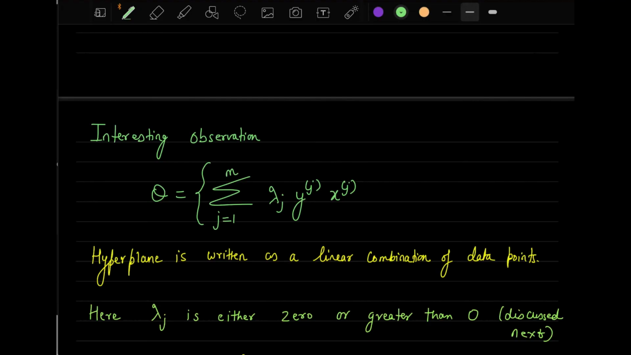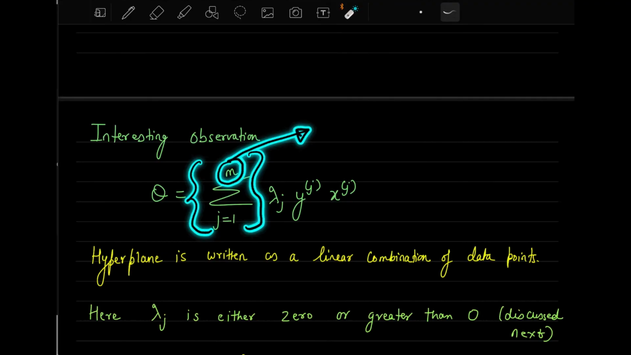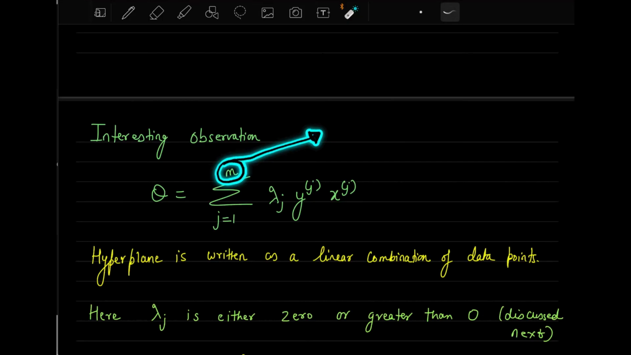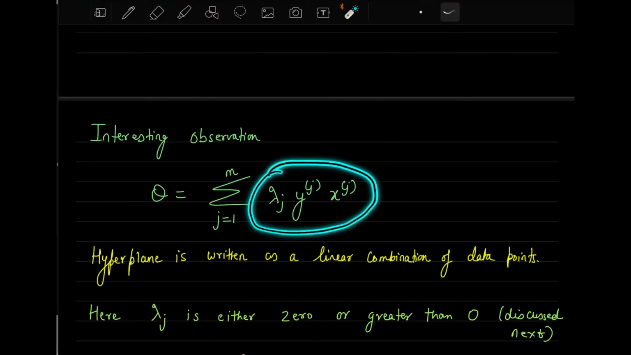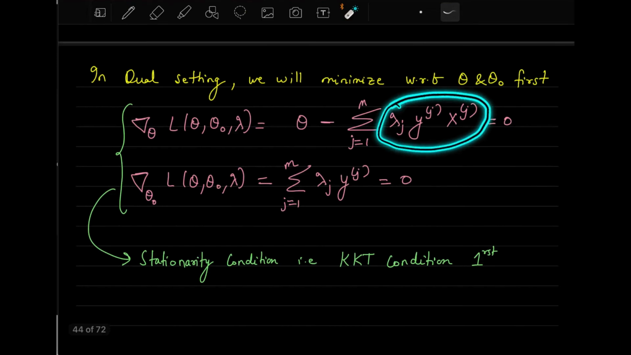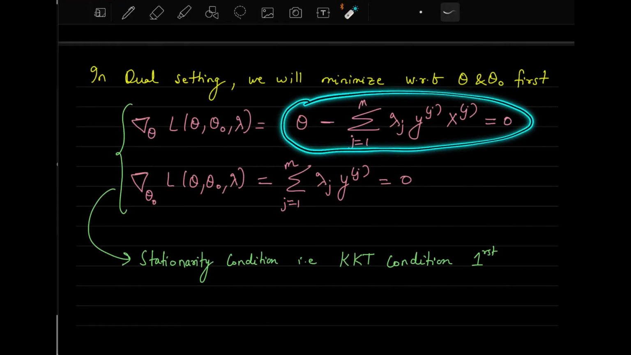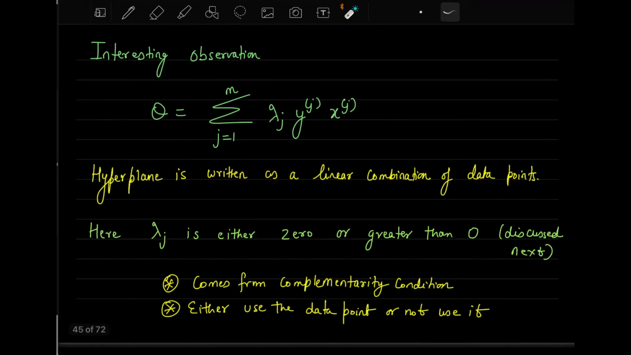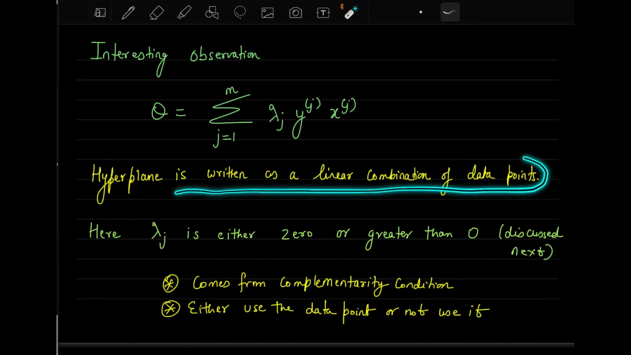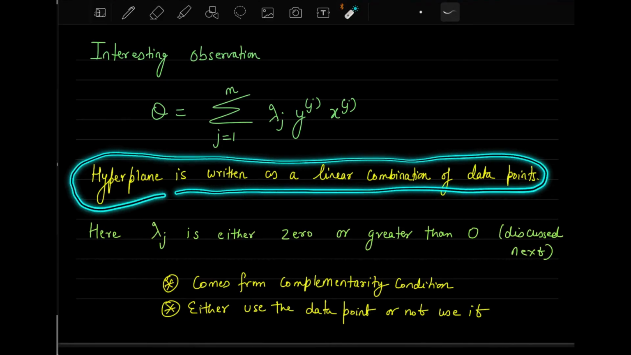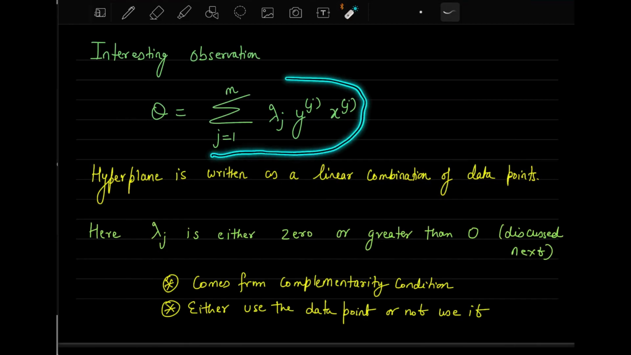summing from j equals 1 to M, and M is the total number of samples in this training data set. So please note this M, I am always keeping it as training examples. So it is running from 1 to M, lambda j, yj, xj. This is what we got from taking the derivative. We want to understand what this actually is. It's a hyperplane written as a linear combination of the data points.